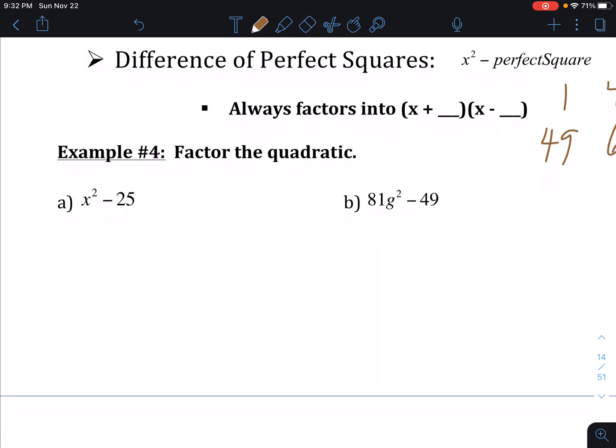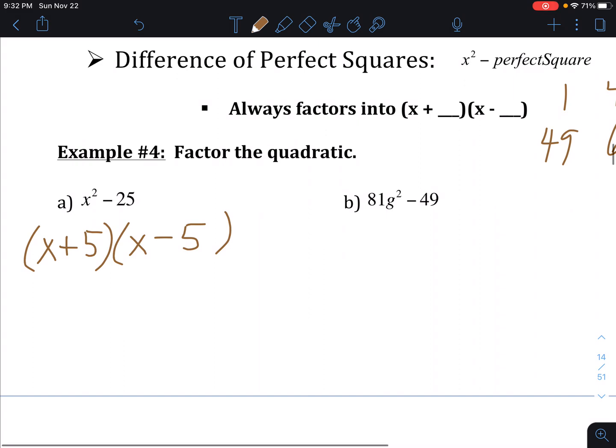Okay, so this guy would be, you go two parentheses, just like it says above, always factor into x plus and x minus, and then what you do with that perfect square is, you just square root it. The square root of 25 is 5. So you put 5's in both of them.